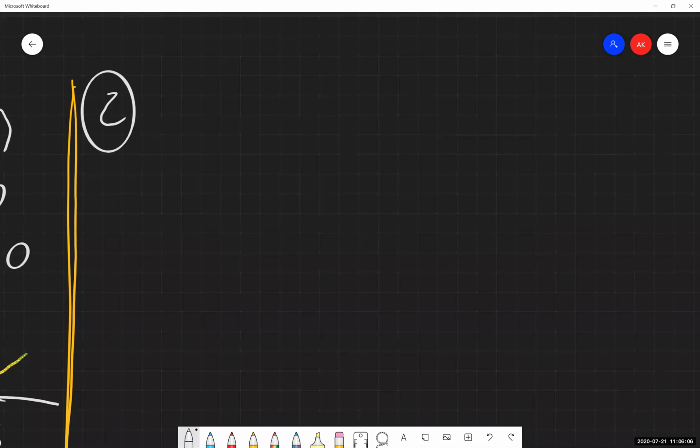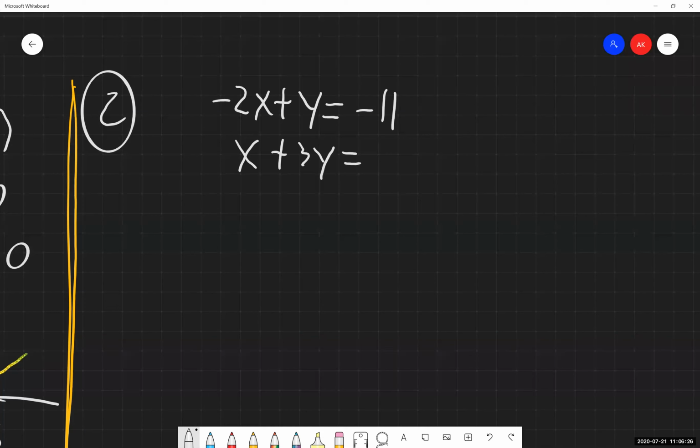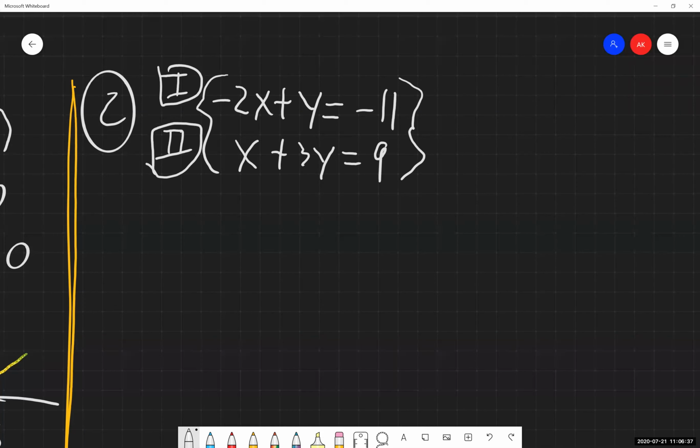So for our second example, we have been given the equation negative 2x plus y is equal to negative 11, and our other equation is x plus 3y is equal to 9. So we have our first equation and we have our second equation. Got those there.